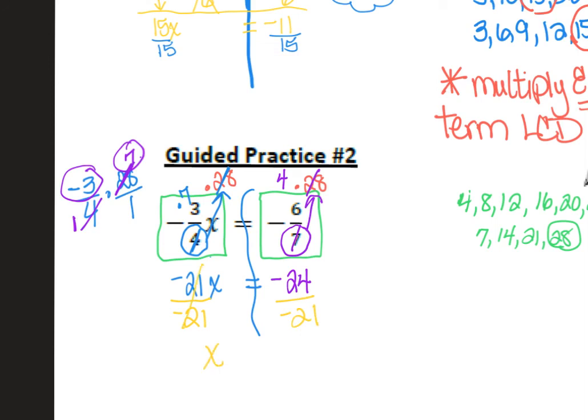X is equal to positive 24 over 21. Both of those numbers can be divided by 3, so that would be 8 over 7. And in algebra, we do not change that to a mixed number. We leave it as an improper fraction.